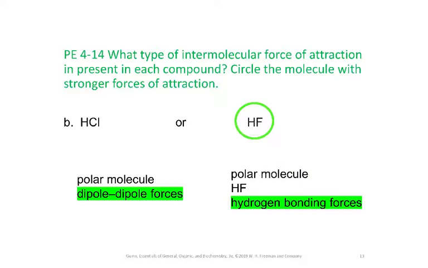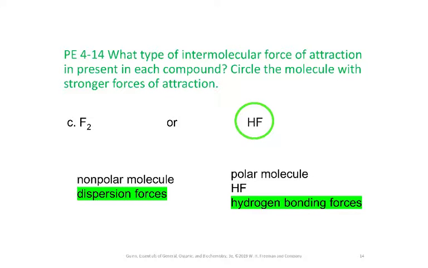Okay, B was HCl and HF. So these are both polar molecules, and HCl has dipole-dipole forces, but HF has hydrogen bonding forces because that bond dipole is so strong. So it is the stronger.